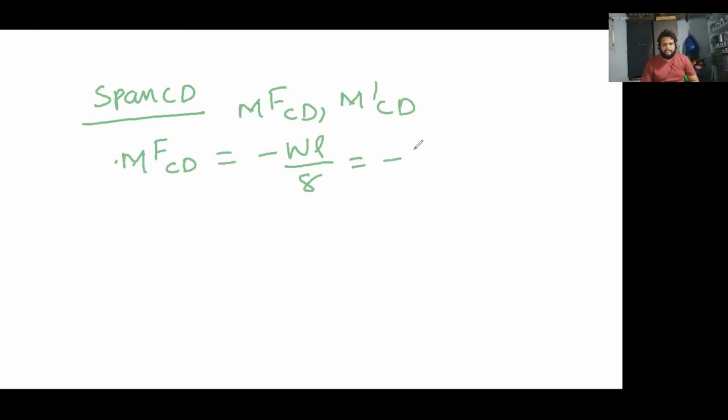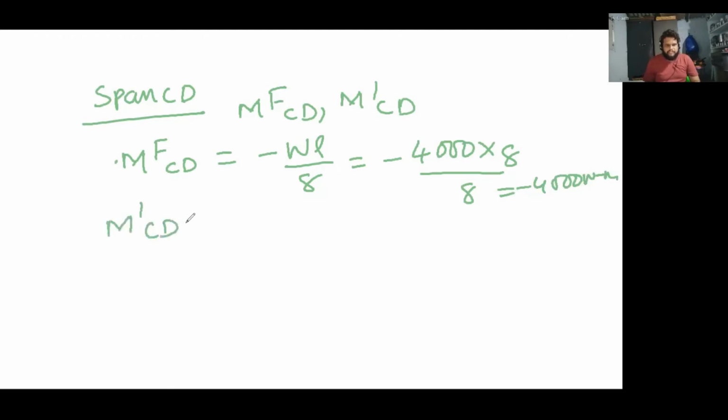All right, so minus 4000 into length, which is 8 meters, divided by 8. So you will get minus 4000 Newton meter. So this is MFCD. Now I require M dash CD, that is the slope deflection equation. This is minus 4000 Newton meter plus 2EI by L into 2. This is 2I now.